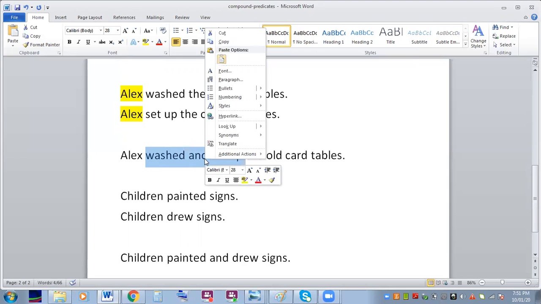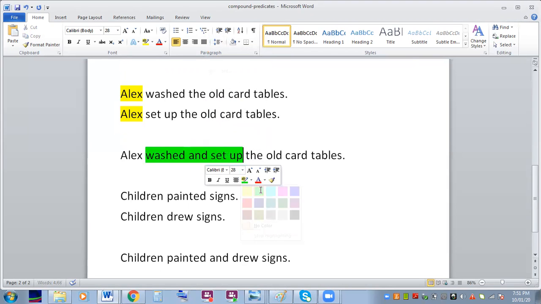See and right there in the middle? We use the conjunction and to combine our two predicates. We get Alex washed and set up the old card tables. Okay, when it's repeated, we don't have to write it but once. Alex washed and set up the old card tables. So washed and set up has our two predicates. First, washed. Second, set up. So our compound predicate is washed and set up. Because remember, compound means made of two parts.